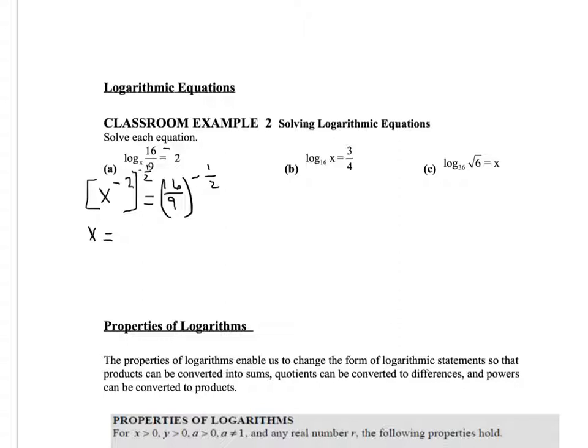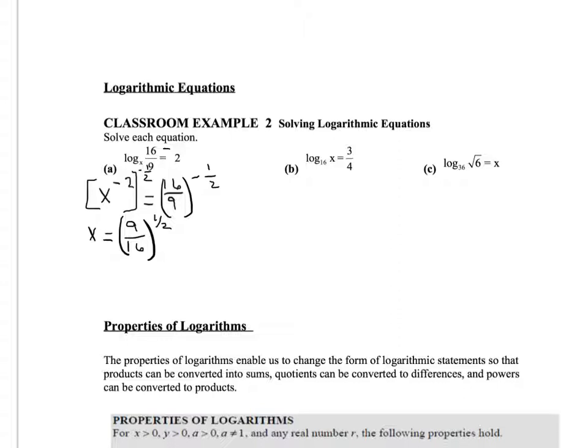So that means whatever's in the top of my fraction needs to go to the bottom, and whatever's in the bottom needs to go to the top. So let's flip the fraction. And that will mean we now have 9 over 16 raised to the positive 1/2 power.